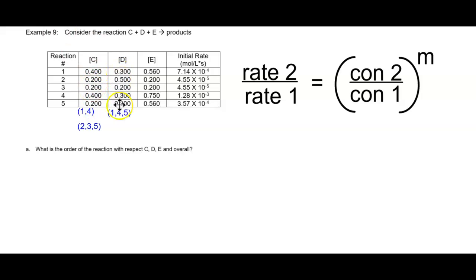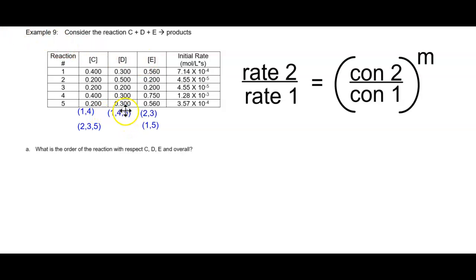Continuing on with D, I see that within D, we have only 1, 4, and 5. And then for E, we have 2 and 3. So 2 and 3 are constant. And also E is constant with respect to 1 and 5. Remember, we only do this for the concentration. So now we're going to focus on C, but we're not going to look at C. So imagine you're not looking at C. You kind of ignore this C column, and you're going to look at D and E.